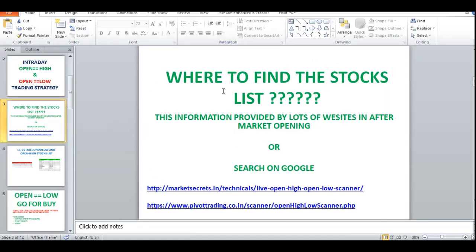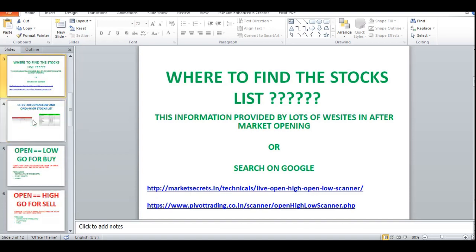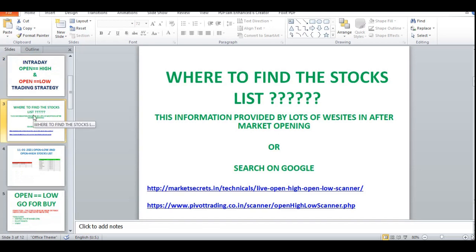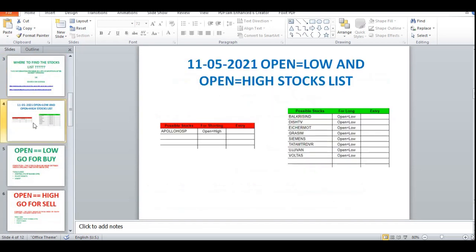So where do we find these stocks? Simply search on Google: open is equal to low and open is equal to high. I will post some stock URLs here, and also in the comment description.